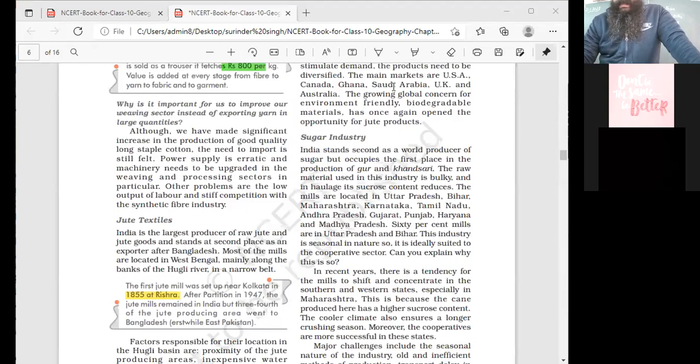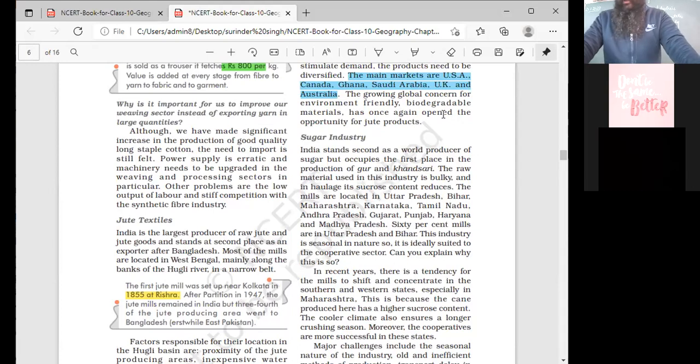India exports jute bags, packing materials, carpets, mats, ropes and other products of daily usage towards the United Kingdom, USA, Canada, China, United Arab Republics, Australia, Russia. These countries import jute products like packing material, jute bags, sacks, carpets, mats, ropes, including the United Kingdom, USA, Ghana, UAE, Saudi Arabia, Australia, etc.